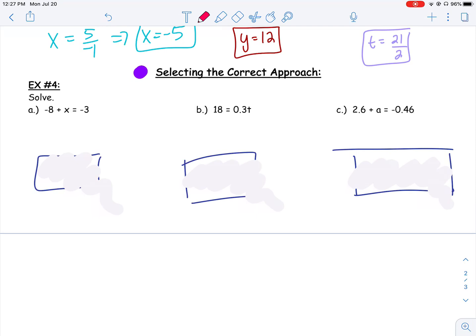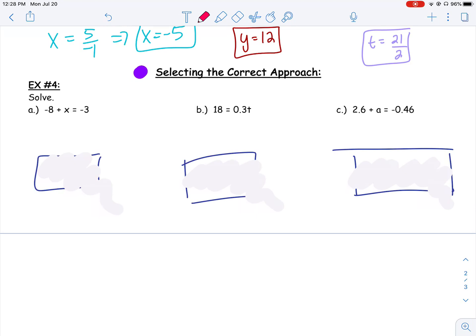Are you adding? Are you subtracting? Are you multiplying? Or are you dividing? So let's look at a couple right now. Example number 4 asks us to solve. And what I always do is I look first to see where my equal sign is and where my variable is. Because eventually, if I want to solve, I need my equation to say x equals. I want the x to be by itself on one side of the equation, and I want everything else to be over on the other side.